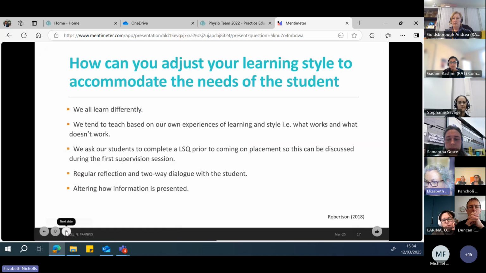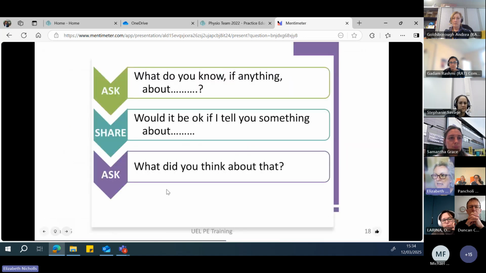I'm going to whiz over that slide because we haven't got time for the workshop. These slides are all taken from the longer practice education training sessions that we offer two or three times a year. This session is aimed at being very much just in time ahead of the start of the placement on Monday.